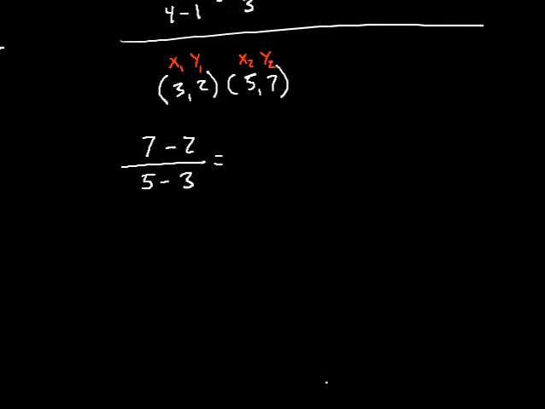So 7 minus 2 is 5. And 5 minus 3 is 2. So in this case, our slope is going to equal 5 halves, or you could say 2 and 1/2. Or you could leave it as 5 halves. So that's how you find your slope when you're given 2 points. And remember, the slope is the change in y over the change in x.